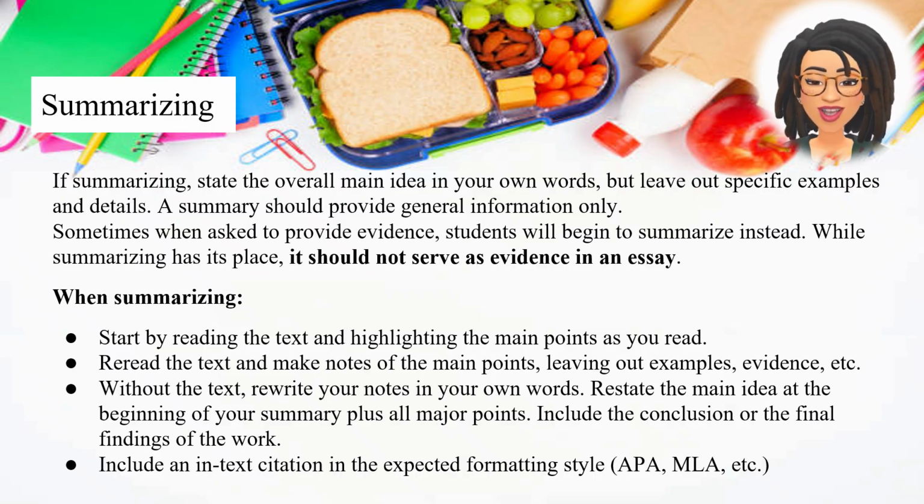So when summarizing, you start by reading a text and highlighting the main points as you read. You reread the text and make notes of the main points, leaving out examples, evidence, etc. Without the text, rewrite your notes in your own words, restating the main idea at the beginning of your summary, plus all the major points. Include a conclusion or final findings of the work, and of course, include in-text citation.